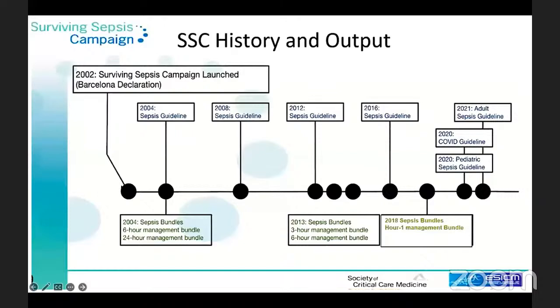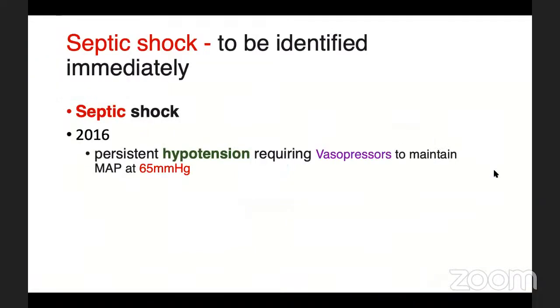It started from 2002, giving different definitions, guiding us, providing care bundles for us to follow, what to do and when to do it, gathering the best evidence for us to care for patients presenting with possible or definite sepsis. And the latest one was released in 2021, which came in the midway of the COVID pandemic, which has given lots of new insight for sepsis management.